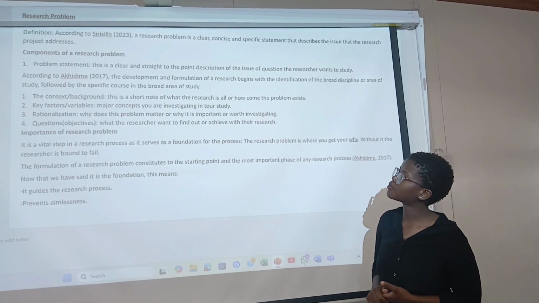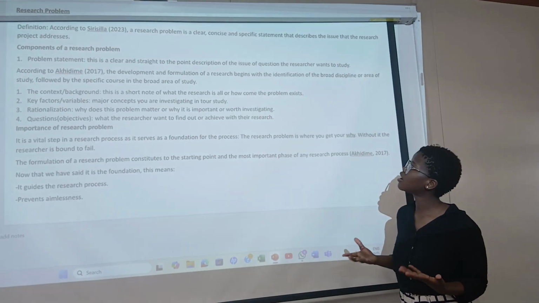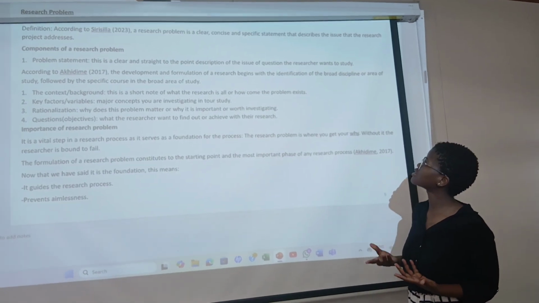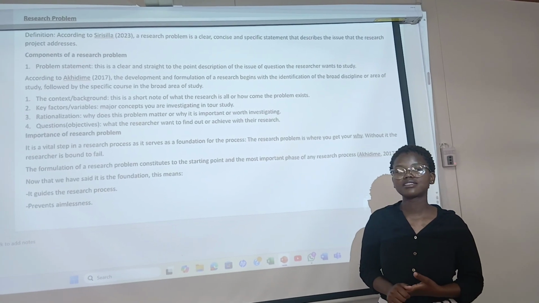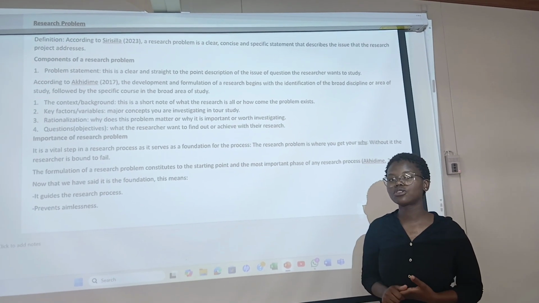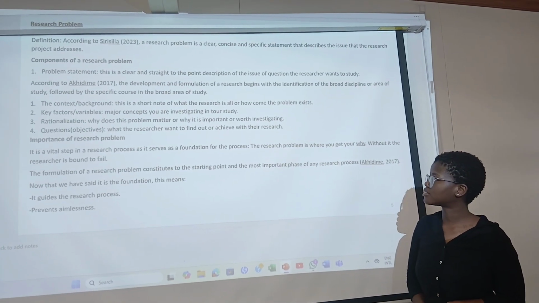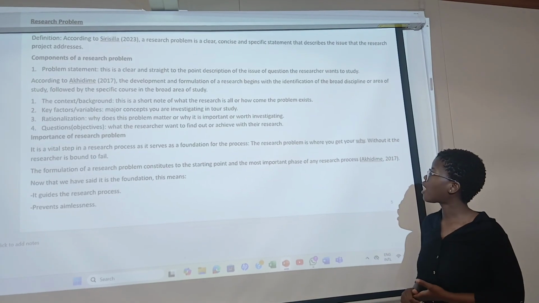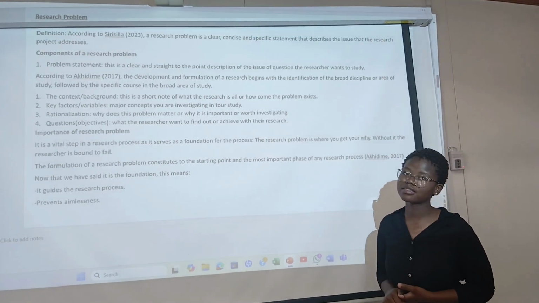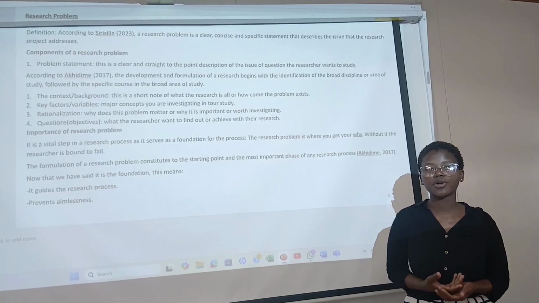Firstly, the problem statement. This is a clear and straight to the point description of the issue or question the researcher wants to study. So here, the researcher generally describes thoroughly what he or she wishes to address. Moving on to the context or background. It is a short note of what the research is all about or how come the problem exists. So here the researcher basically looks at the root cause of the problem.